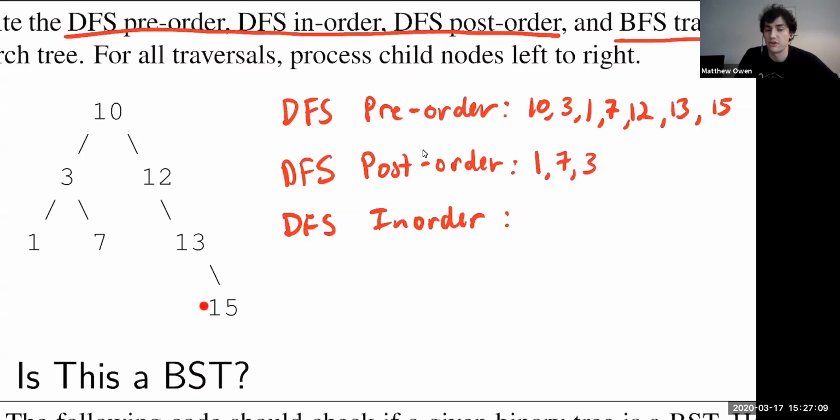Is there somewhere for us to go from 15? No, 15's at the bottom. We visited all of its children, they don't exist. So we add 15 into the post order. We continue this walk back up. Is there anywhere for us to go from 13?